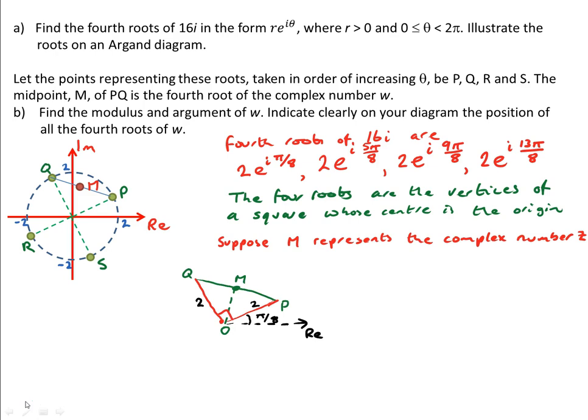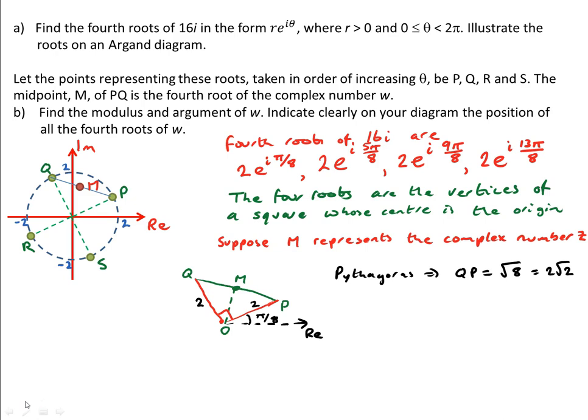Well, looking at the triangle OPQ, we know that O to P is 2, we know that O to Q is 2, we know we've got a right angle at O. We also know that the angle from the real axis to OP is pi by 8, because the argument of the first root is pi by 8. So, Pythagoras, first of all, tells me that QP squared is 2 squared plus 2 squared, which is 8. So QP must be the square root of 8, or 2 root 2.